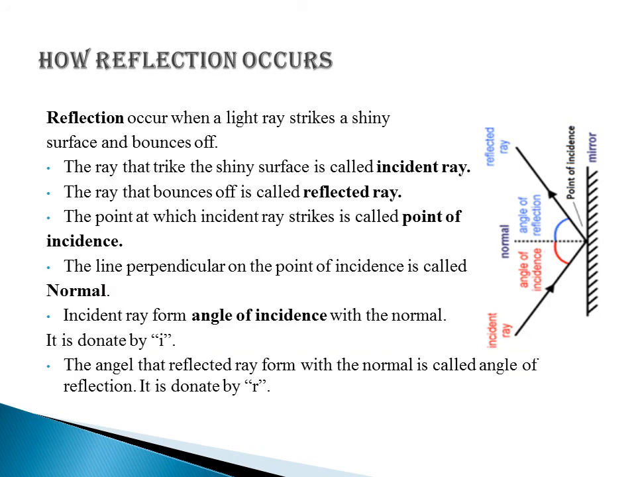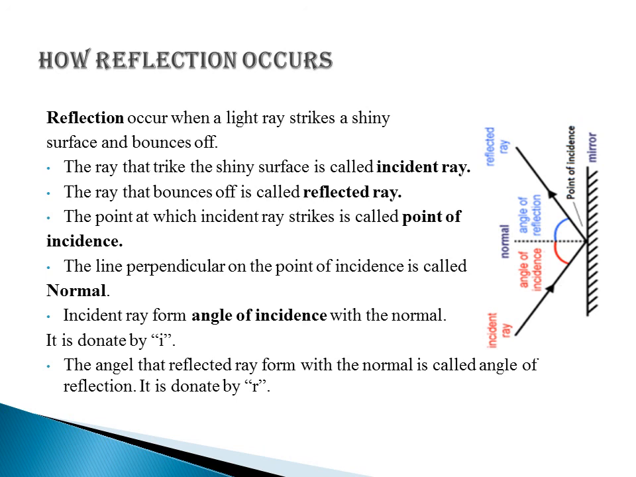Next is how reflection occurs. Reflection occurs when a light ray strikes a shiny surface and bounces off. The ray that strikes the shiny surface is called incident ray. The ray that bounces off is called reflected ray. The point at which incident ray strikes is called point of incidence. The line perpendicular on the point of incidence is called normal. Incident ray forms angle of incidence with the normal.